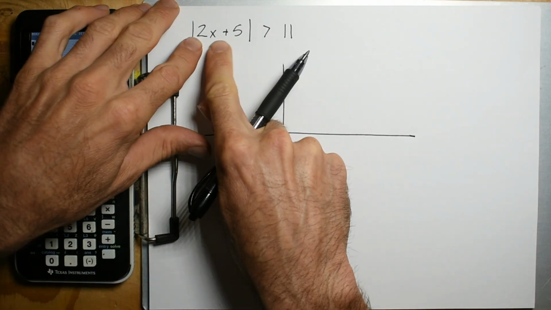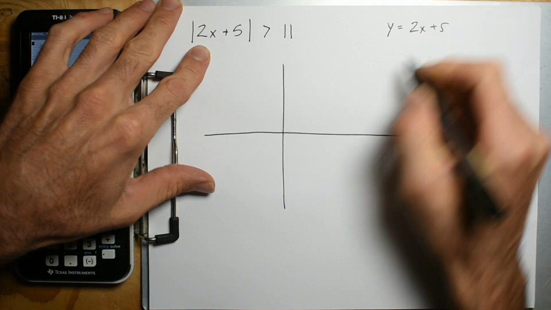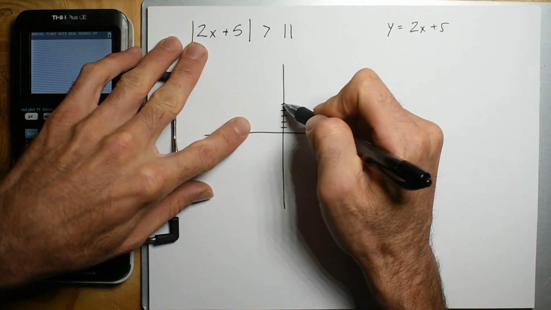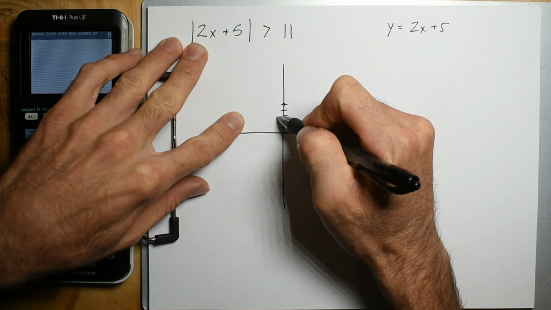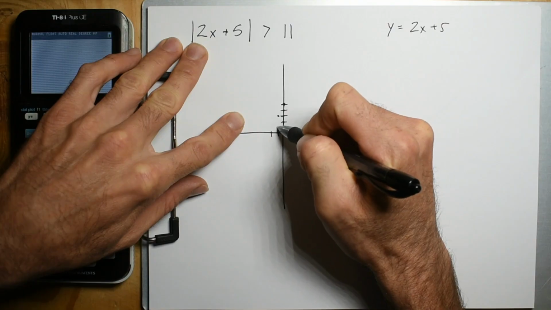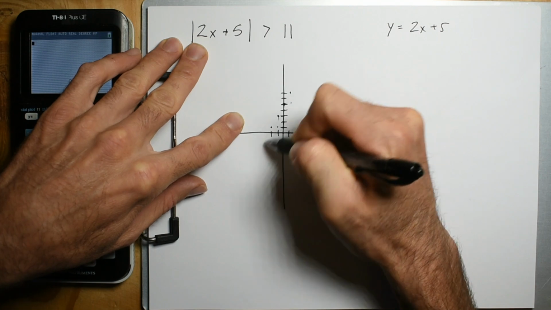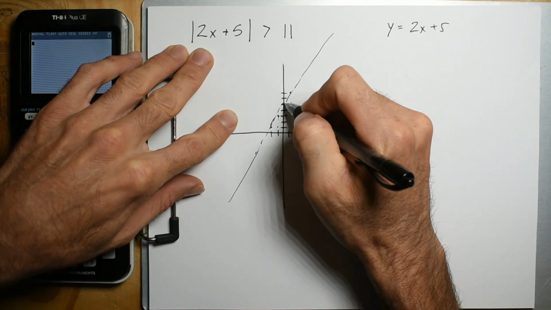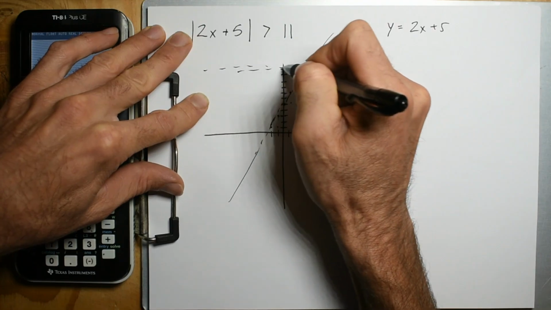So let's say this side is an equation: y is equal to 2x plus 5. That's going to hit 1, 2, 3, 4, 5 right there, and it's going to have a slope of positive 2. So I'm going to go over 1, up 2, over 1, up 2. So here's my equation right there. And then 1, 2, 3, 4, 5, 6, 7, 8, 9, 10, 11, so there's 11.